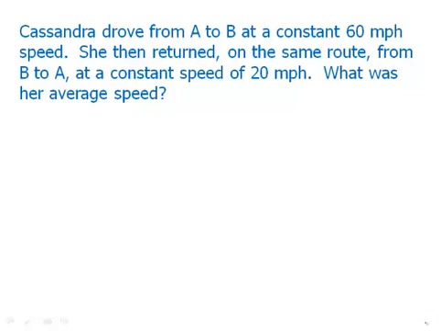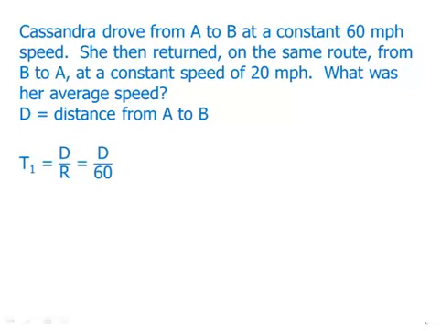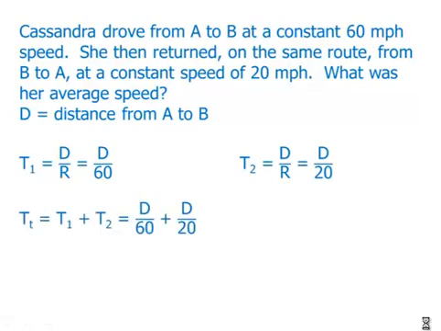Okay, so this is tricky. One approach is to just call the distance a variable. d equals the distance from A to B. So the first leg, the time, would be d over r, that's d over 60. For the second leg, the time, again, is d over r, that's d over 20. Those are the two times.